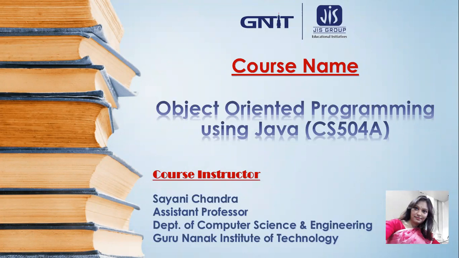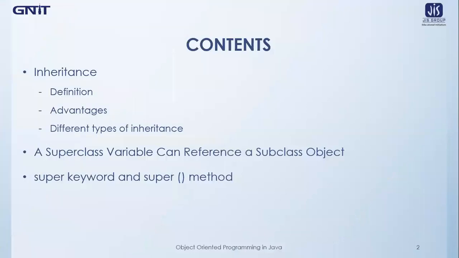Let's look at today's lecture contents. So today we are going to learn about the basic concepts of inheritance, its definition, what are the advantages of using inheritance in a Java program, what are the different types of inheritance available in object-oriented programming languages as well as in Java. And then we are going to understand two different concepts associated with inheritance. The first one is that a superclass variable can reference a subclass object, and then we will learn about the super keyword and super method, and then we will do some example programs to make you understand how all these things can be implemented in a Java program.